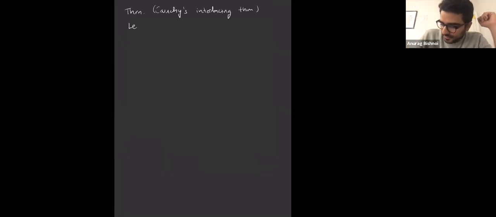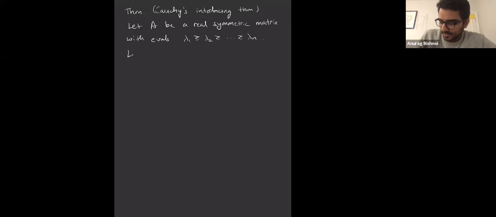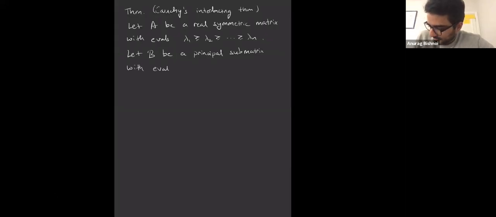So let A be a real symmetric matrix with eigenvalues lambda 1 greater than or equal to lambda 2 greater than or equal to and so on to lambda n, and let B be a principal submatrix, so a matrix that you get by removing certain rows and the corresponding columns, with eigenvalues, let's say, mu 1 greater than or equal to mu 2 and so on to mu m. Then the following is true.